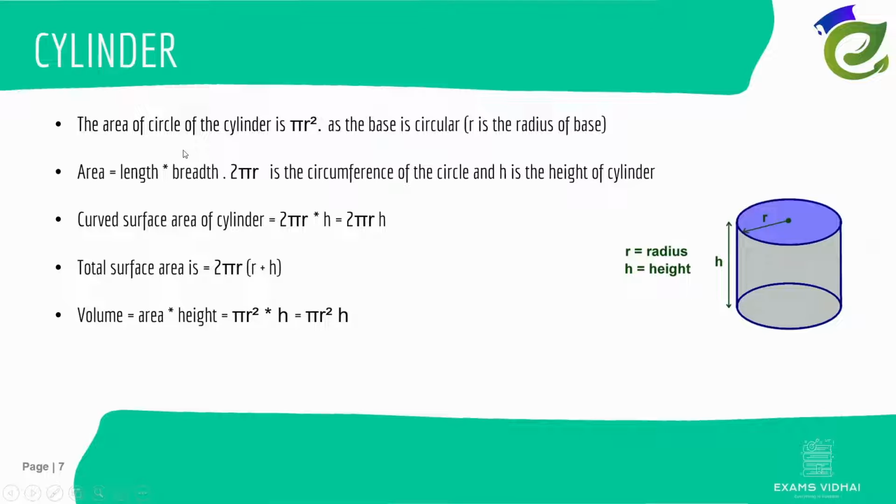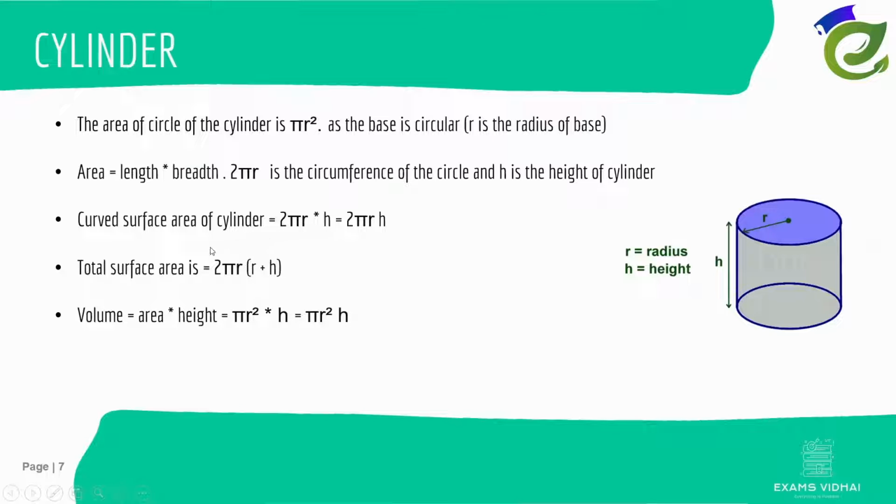And what is meant by curved surface area? Curved surface area is the total surface area minus the area of the bases, both the top and bottom. If you do that, the curved surface area of the cylinder is 2 pi r into h, which is 2 pi r h.